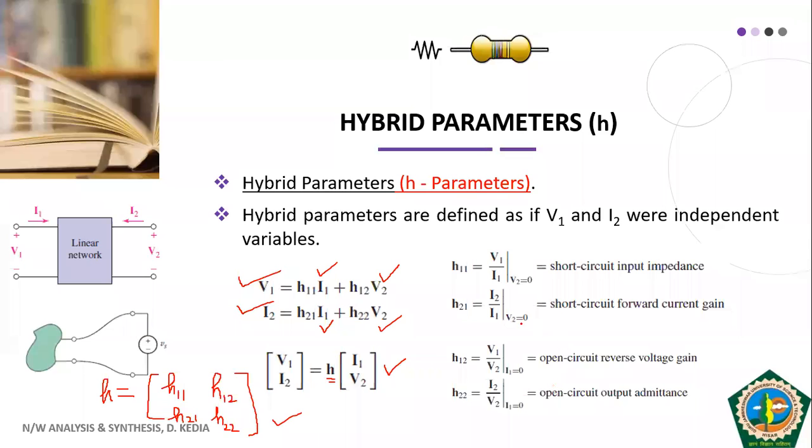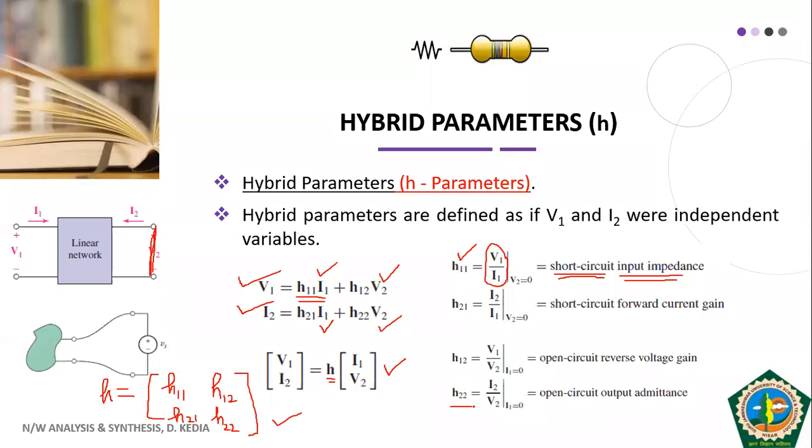Now let us define the four parameters. First is your H11. If we want to find out H11 here, we need to make V2 as 0. V2 equal to 0 means we are short circuiting our output port. So that's why we call it short circuit. And since it is the ratio of V1 upon I1, which is nothing but input impedance, H11 is nothing but short circuit input impedance. I hope everything is clear.